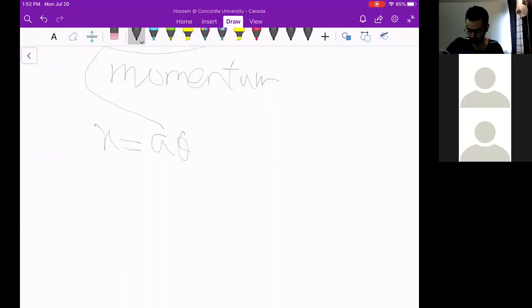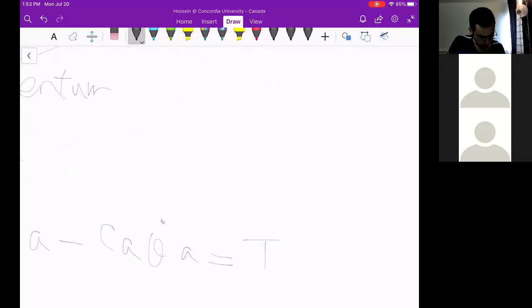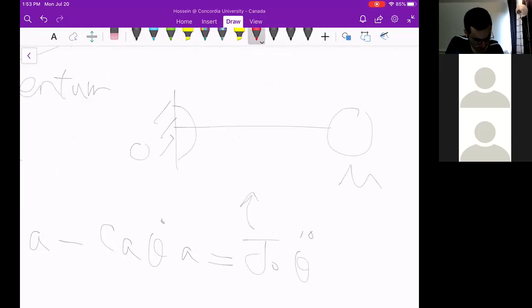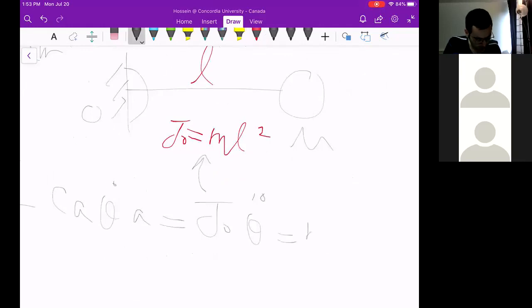Therefore, simply you will reach this point: minus k a theta a, minus c a theta dot a, equals J naught theta double dot. When you have a mass like m, which is rotated around point O, J naught is ml squared, the mass moment of inertia. So I can easily plug in here ml squared theta double dot.